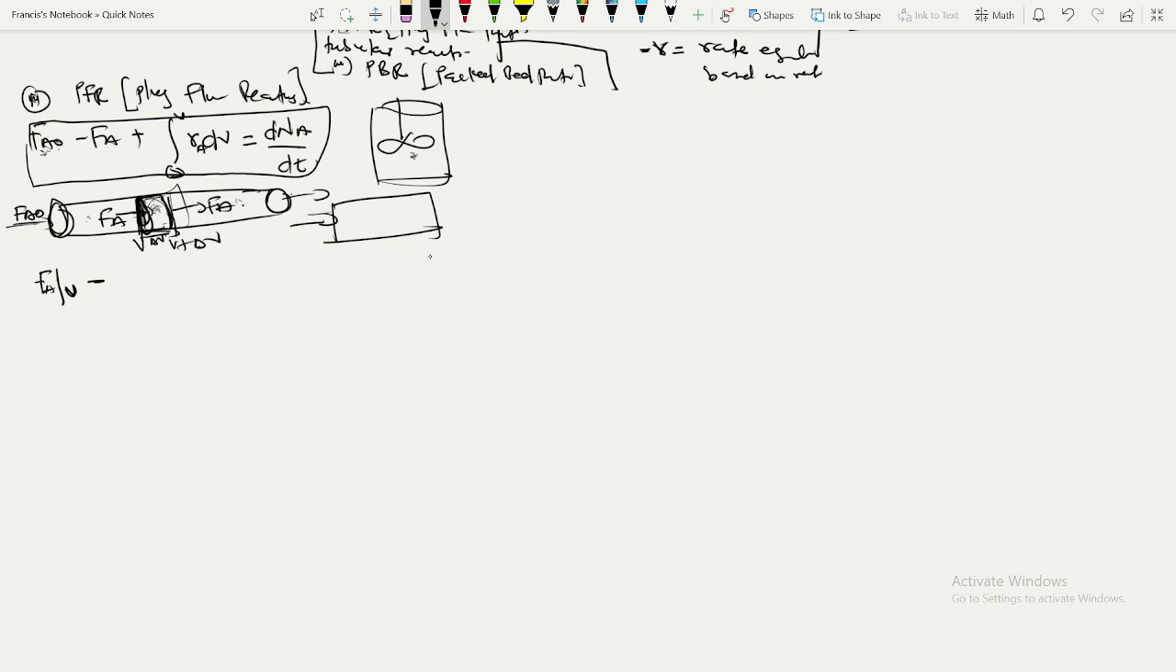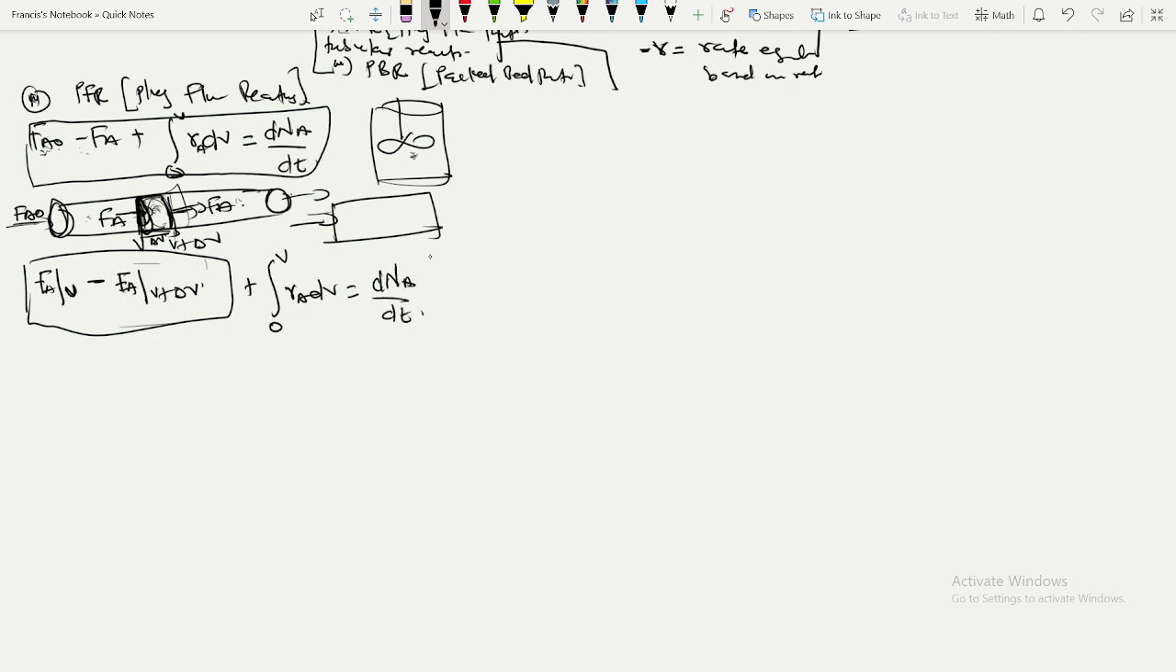Minus, because you are considering this volume. And then at this part it's leaving, but it will still be FA. But it's leaving at this volume, V plus change in V. Right? So this is what you are looking at for this portion, plus our integral from 0 to V of R A dV is equal to dNA dt.